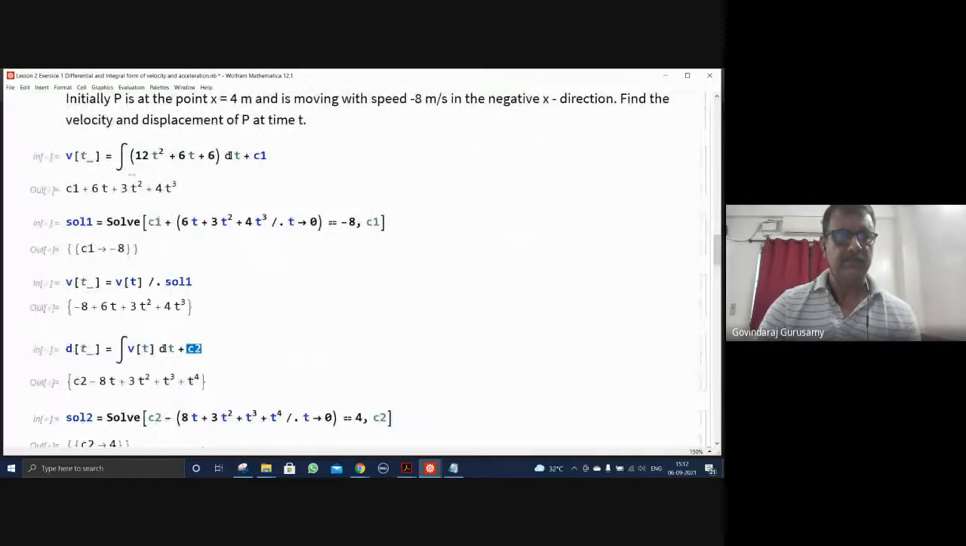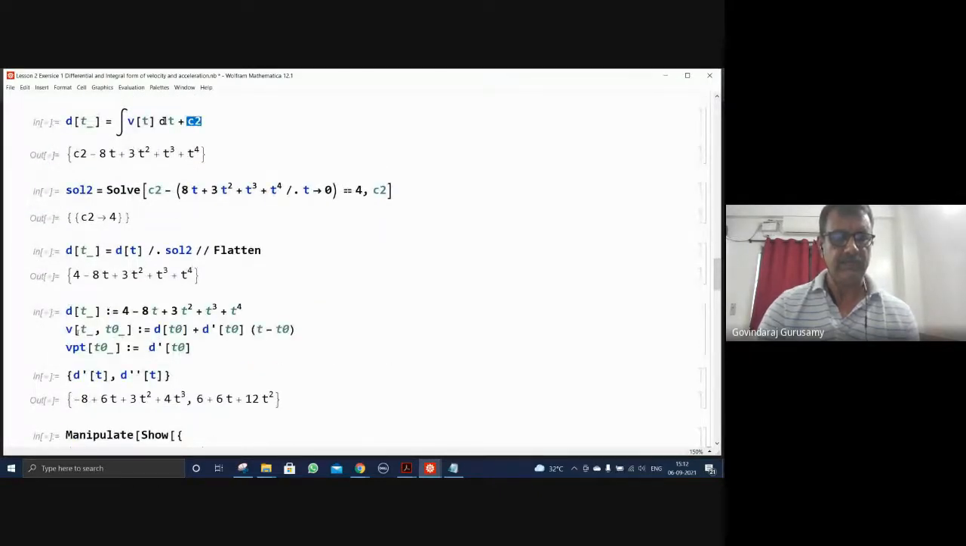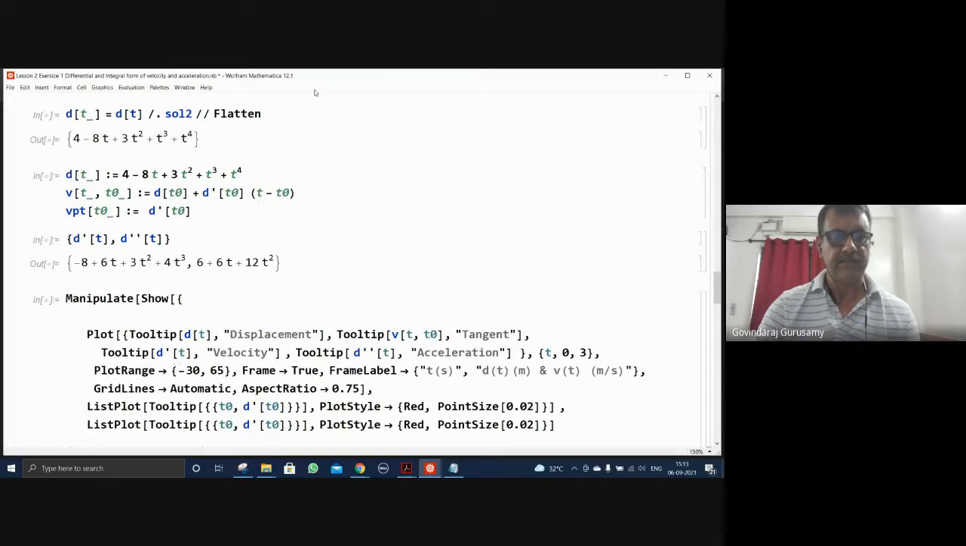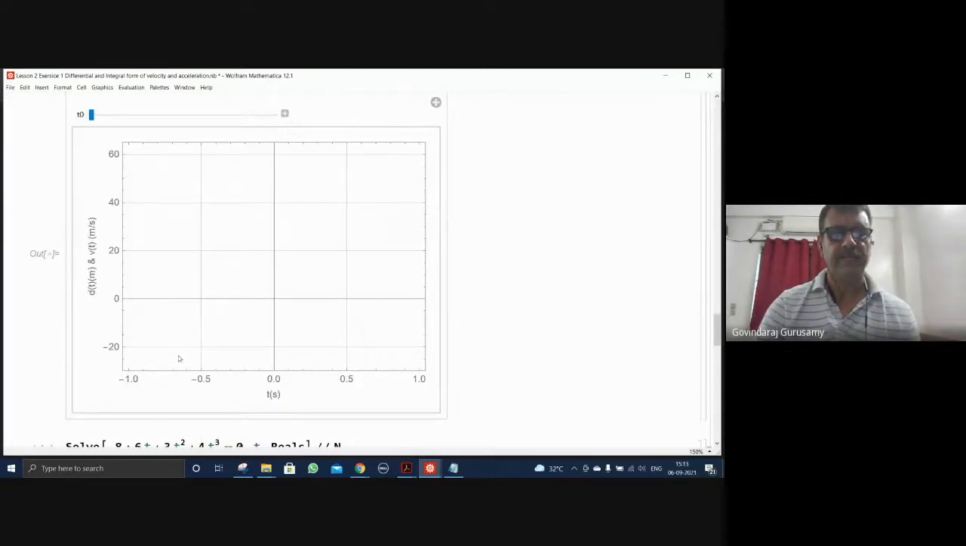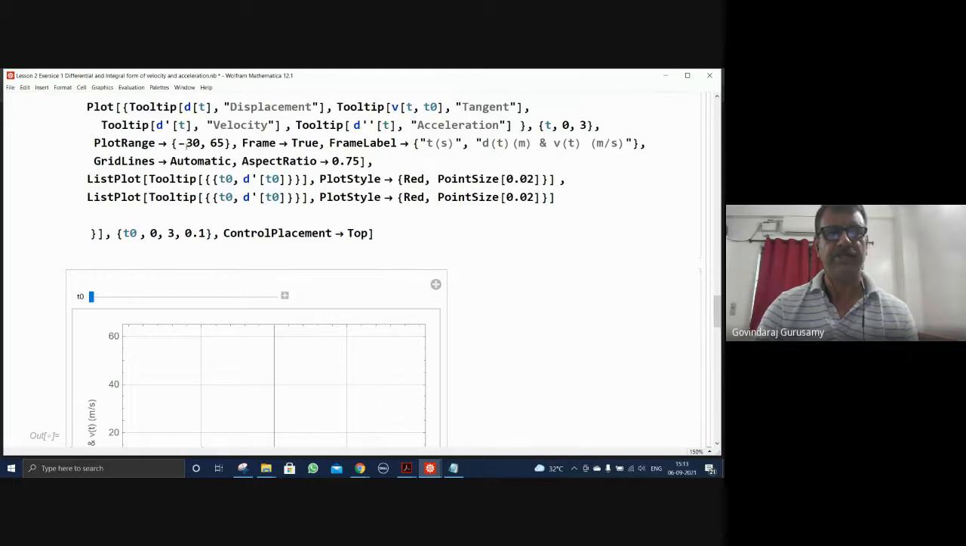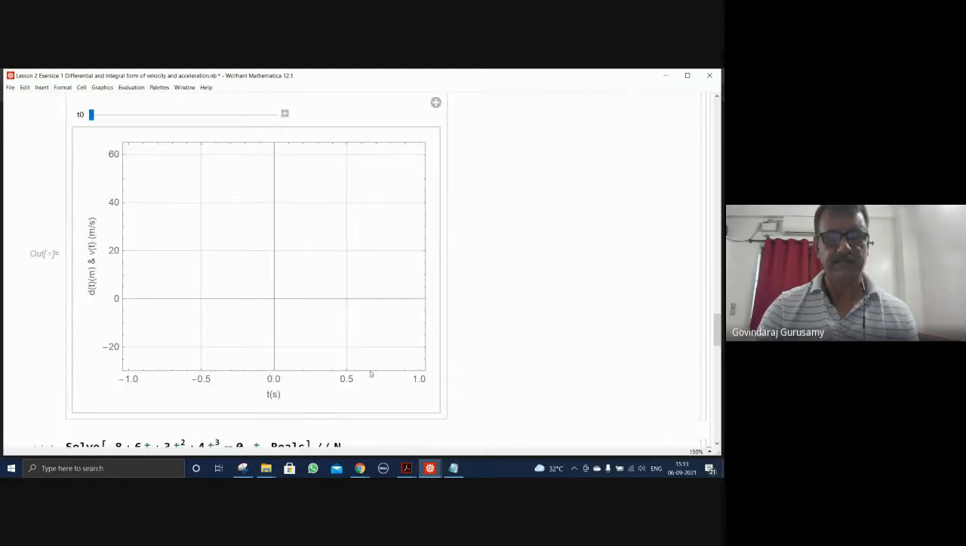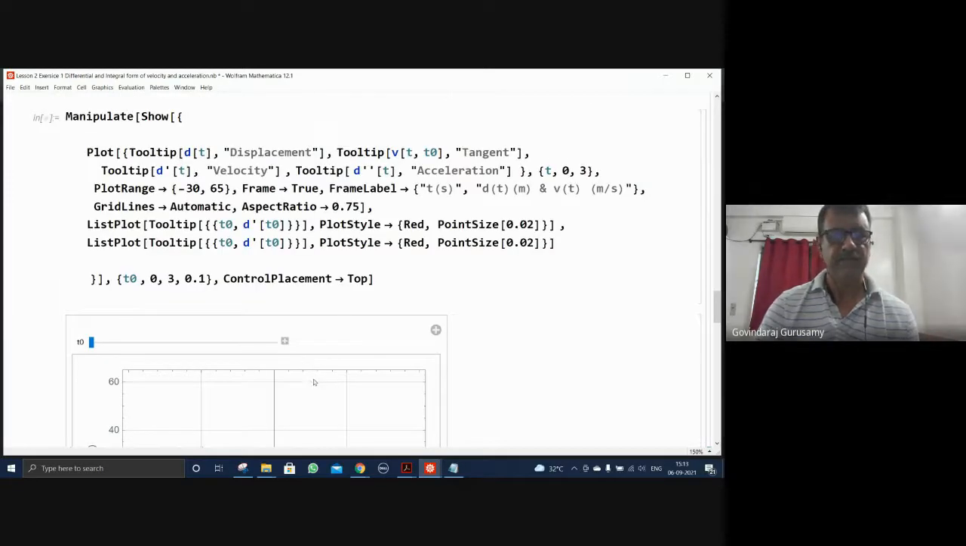I hope this integration part and the definition of the function are completely clear for all of you. Now just copy and paste here whatever you have done earlier. There's a displacement, there's a tangent line, there's a velocity curve, and the acceleration also is available. Other things you just adjust, your scale, as you want. As a plot style, plot range, minus 30 to 65, because that is the range in which we can visually see all the information. And then you have the points that you need on the displacement and the velocity.